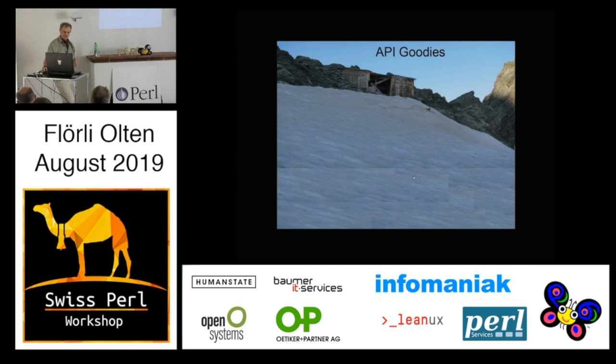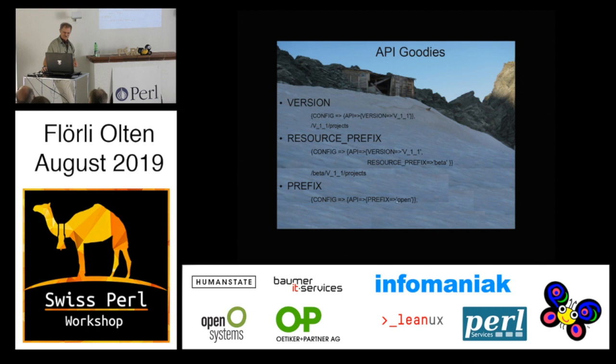Then I have a few API goodies I throw in there as well. Version. You know, everyone likes to have a version on the front of their API, and that tacks that on the front of the URL. Resource prefix. You know, in this case, you might have an API that's beta, so beta v111 projects on the top of the URL. And then I also have a prefix. A lot of people don't like the idea of putting API on the front of your API in the namespace. So change the namespace to prefix open, and then we get, instead of API projects, open.